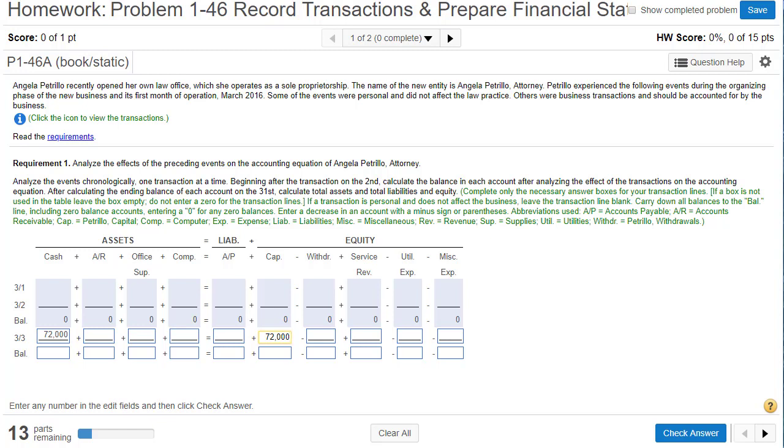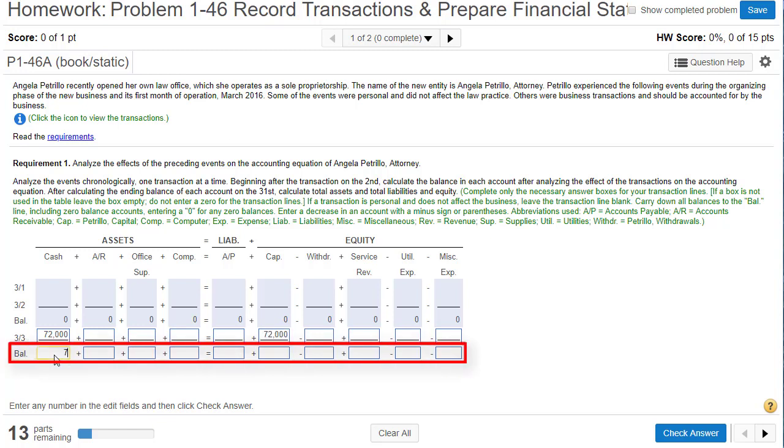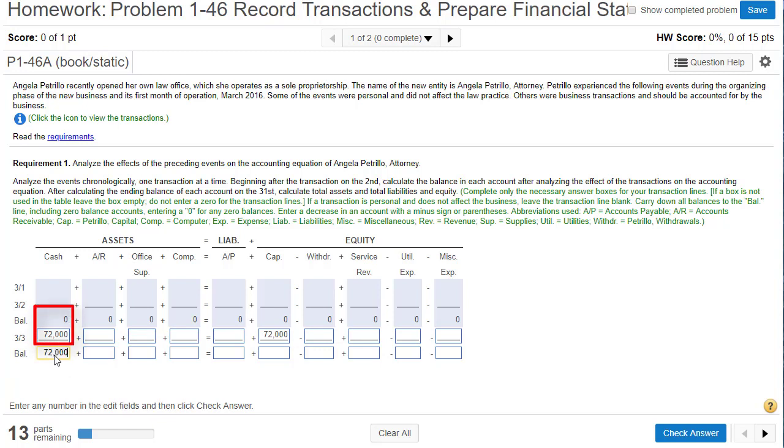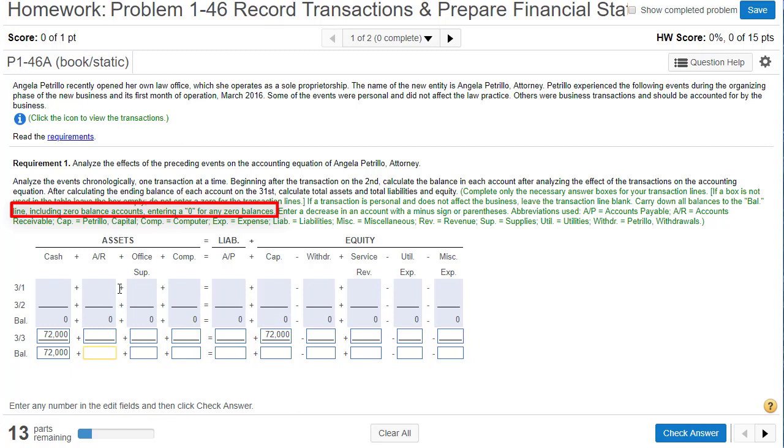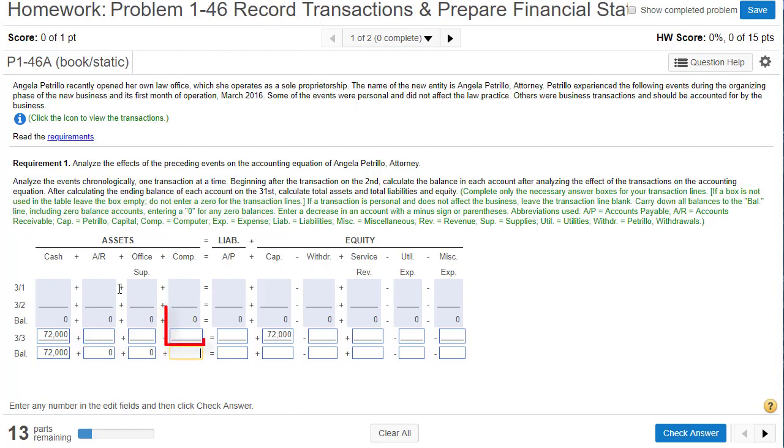Next, we bring down the totals. So cash, we have a total of $72,000. And remember, the instructions say we do enter zeros for the total row for accounts that have no balance. In the next chapter, we'll learn a better method of accounting where we don't have to remember these do I enter zeros or not rules. But we have to work our way up to learning the more efficient accounting method in the next chapter.